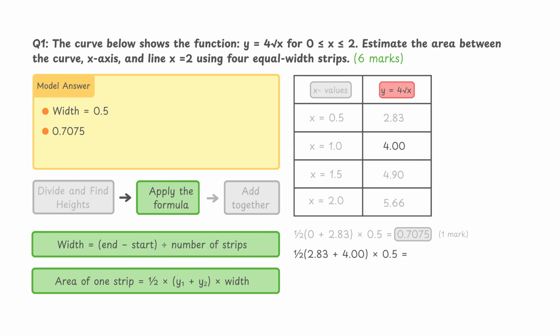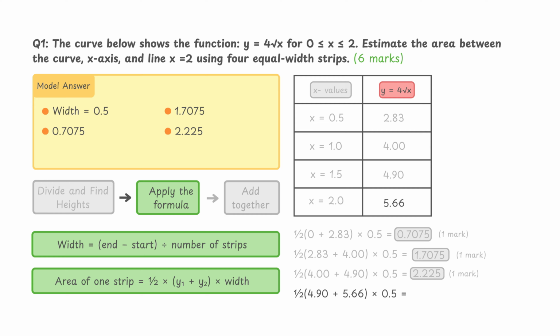Second strip, from 0.5 to 1.0, 1/2 multiplied by (2.83 plus 4.00) multiplied by 0.5, which gives 1.7075. Another mark secured. Third strip, from 1.0 to 1.5, 1/2 multiplied by (4.00 plus 4.90) multiplied by 0.5, which gives 2.225. That's another mark. Fourth strip, from 1.5 to 2.0, 1/2 multiplied by (4.90 plus 5.66) multiplied by 0.5, which gives 2.14, and that's another mark. Now for the final step, we add all the trapezium areas together.